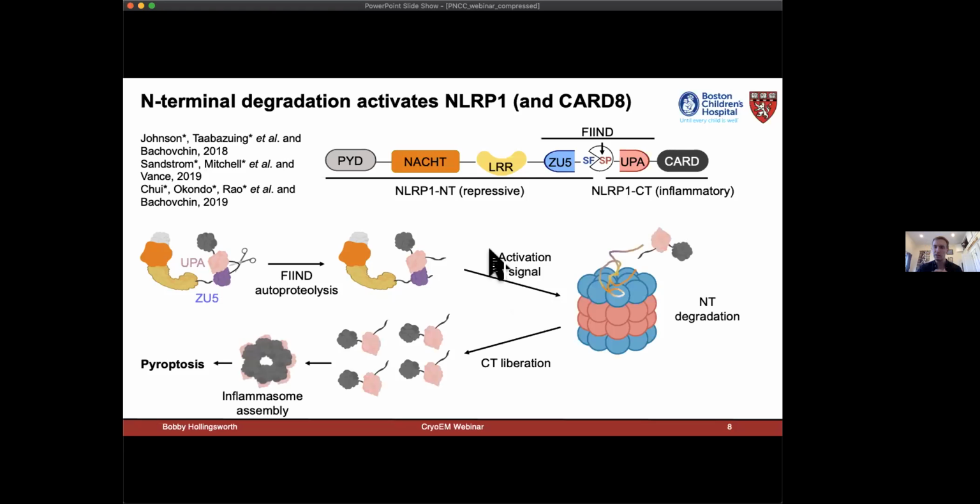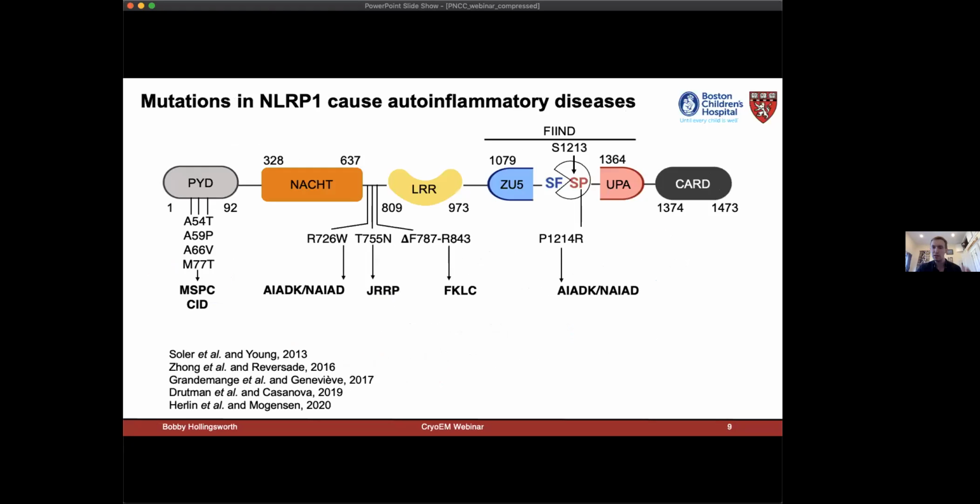A variety of different activation signals can ship NLRP1 to the proteasome, where it's degraded, but because of this break in the polypeptide chain of the function-to-find domain, as NLRP1 is being degraded by the proteasome, the C-terminal portion can essentially just disassociate, oligomerize, and form an inflammasome. And so this allows NLRP1 to respond to a variety of different pathogenic effectors that destabilize it or try to degrade NLRP1. However, like these other inflammasomes, NLRP1 is a double-edged sword.